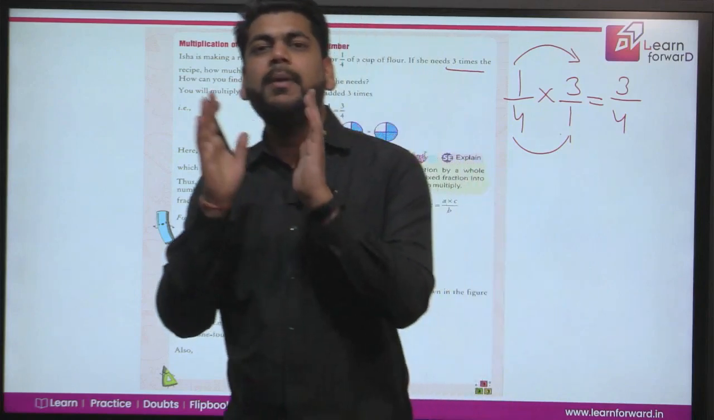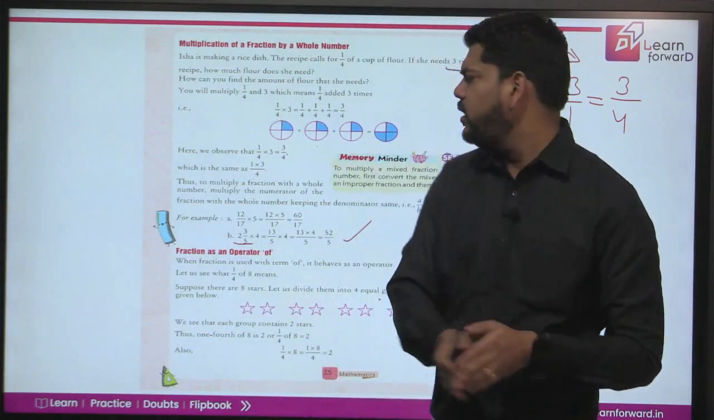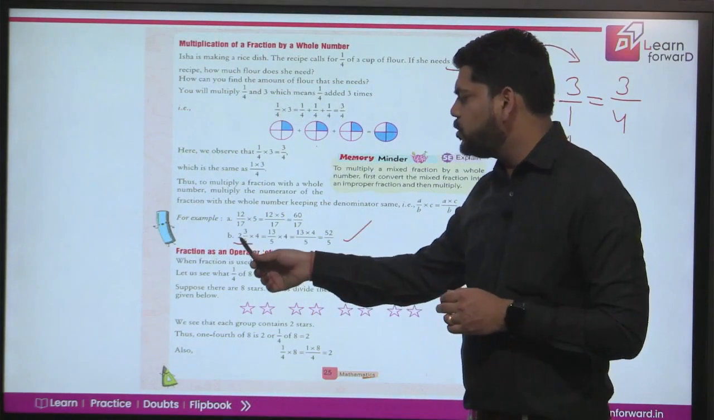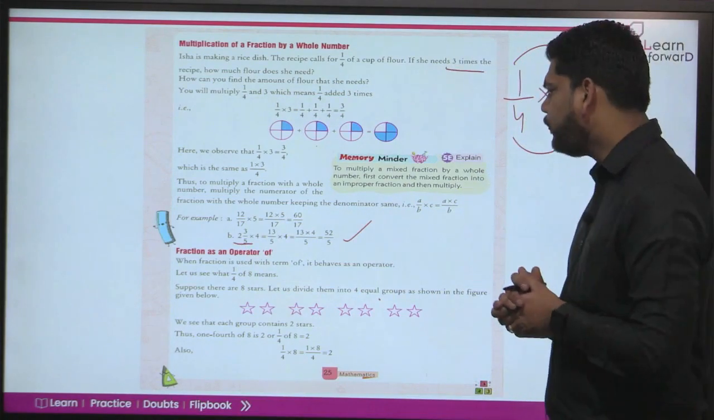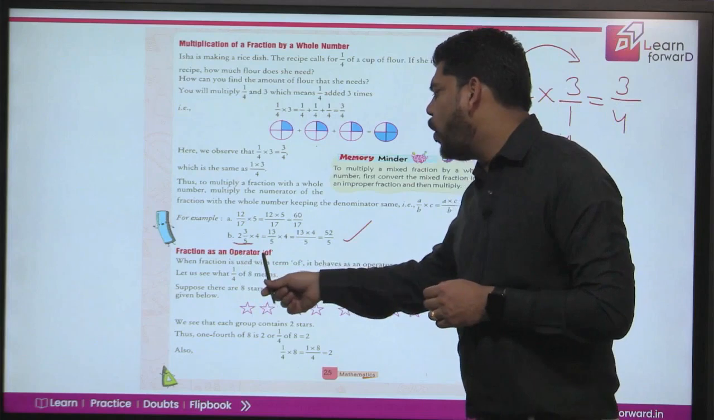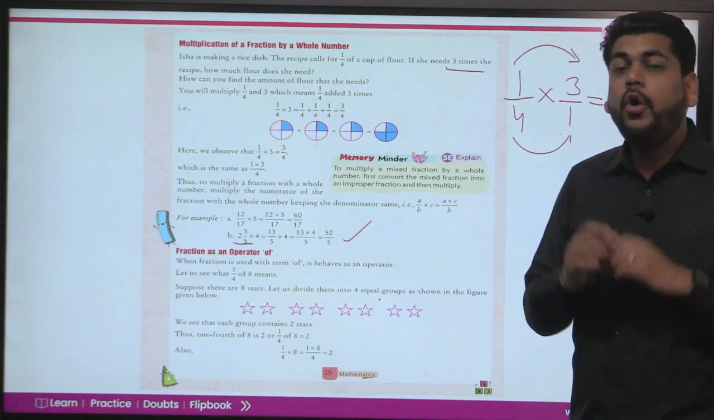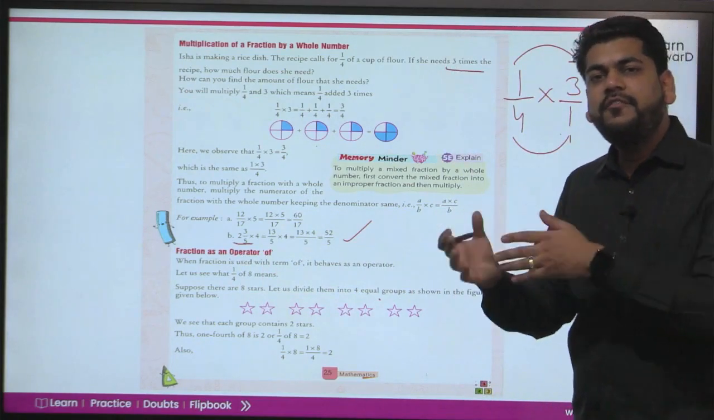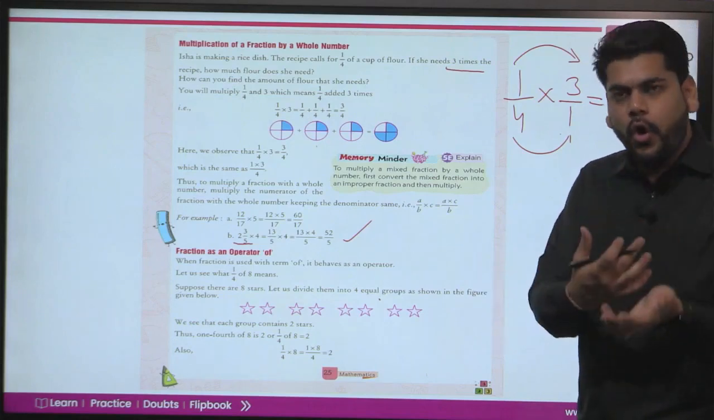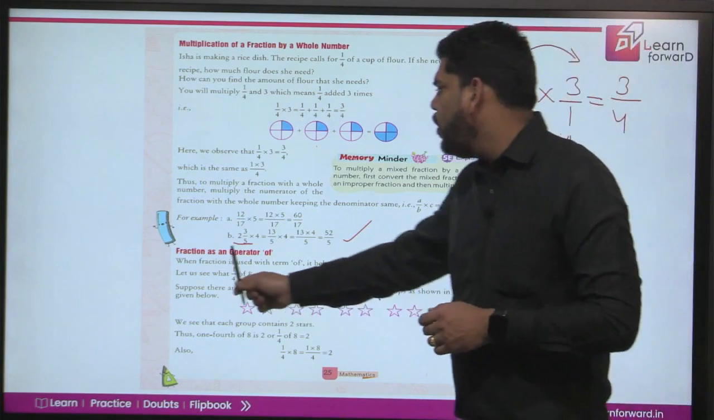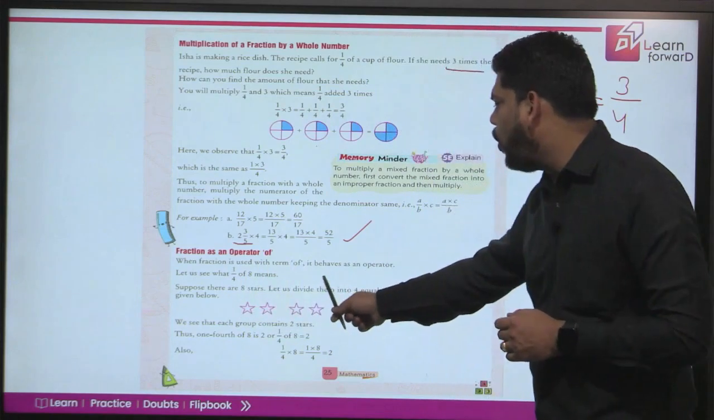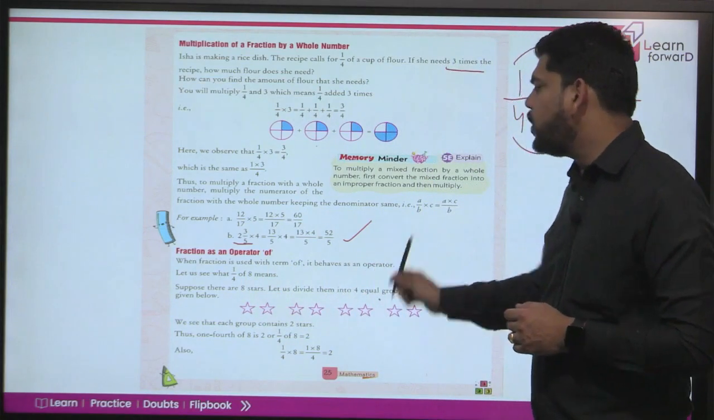We can multiply the fraction with the whole number, and in these examples also we have done fraction with the whole number. Fine. Now, fraction as an operator of. You already know of, 1/4 of, 1/5 of. Of means indirect multiplication. Fine.